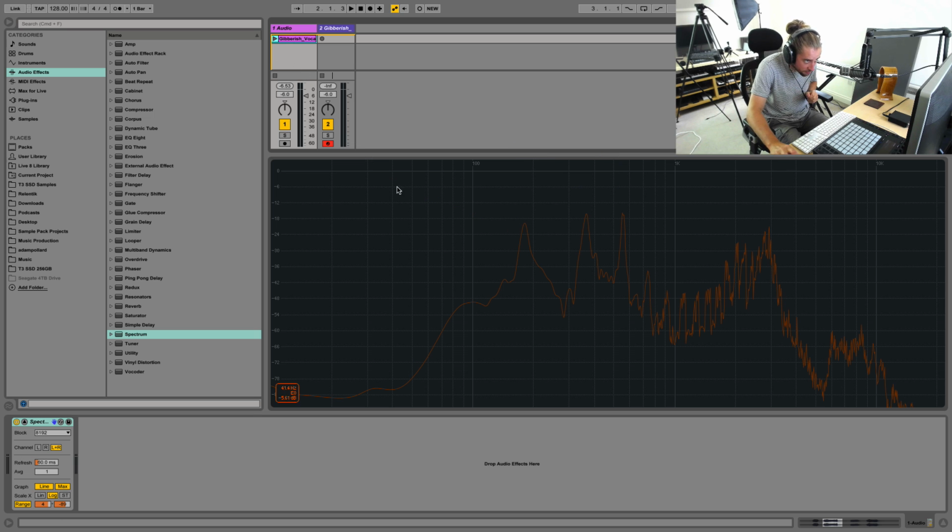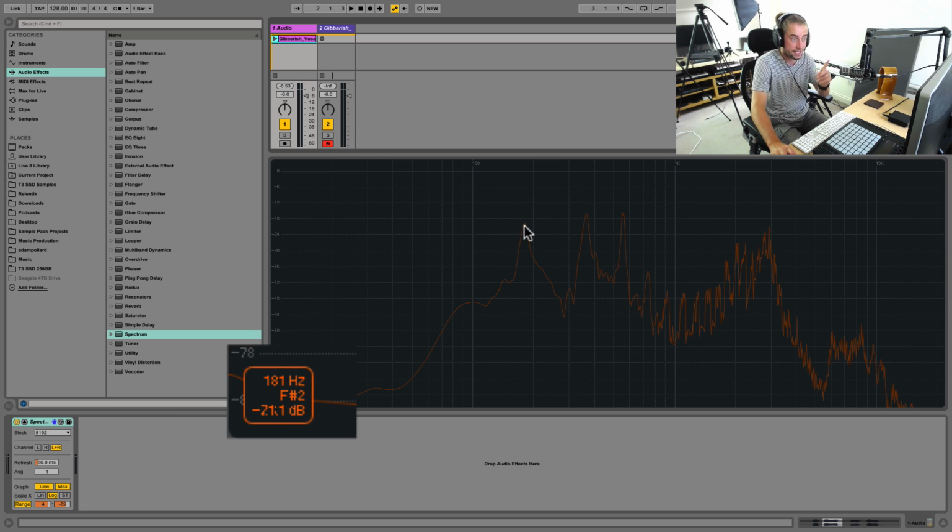So what you do is you grab your mouse, hover your mouse over the first big peak that you're guessing to be the fundamental frequency, the pitch of the vocal, and read off the value. So it says 181 Hertz. We'll approximate that as 180 Hertz, so it's easier numbers to work with.